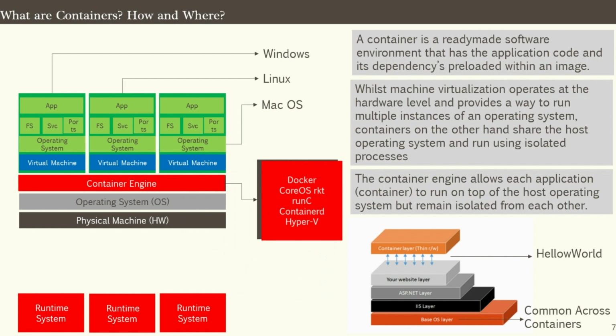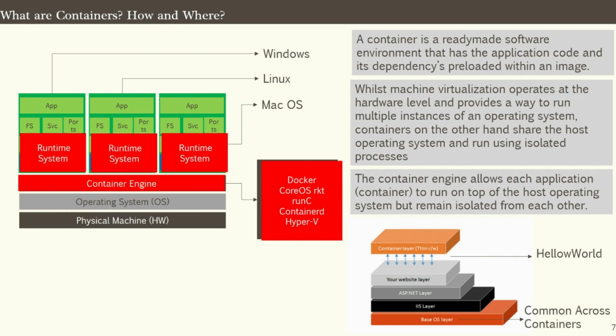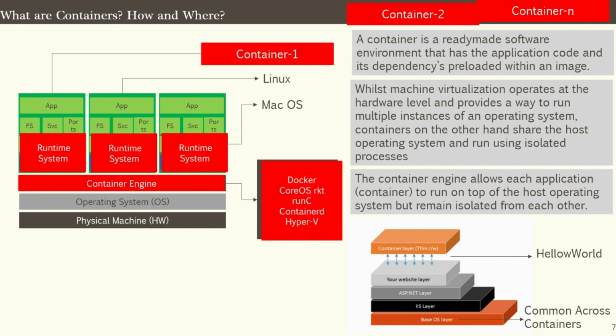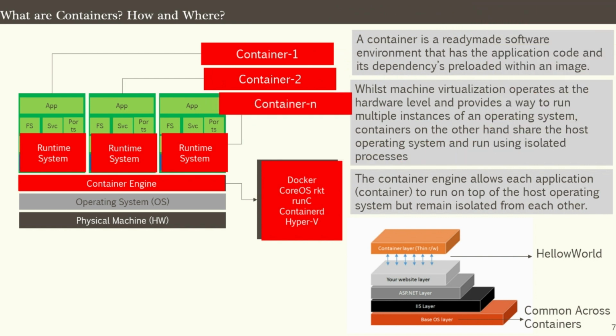The OS and the VM become the runtime environment. As shown here, the VM becomes a runtime environment in the container, and all the virtualization software is replaced with the container engine software. The VM and the guest OS will be replaced with the runtime environment. So we have three containers sharing the same operating system.